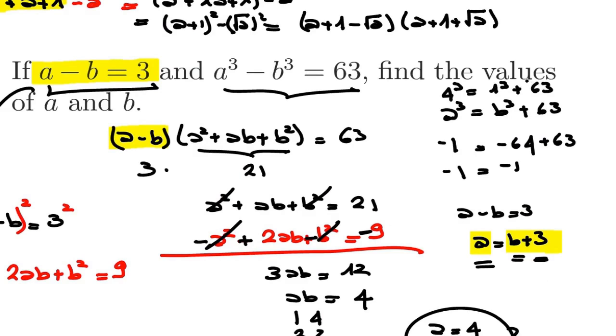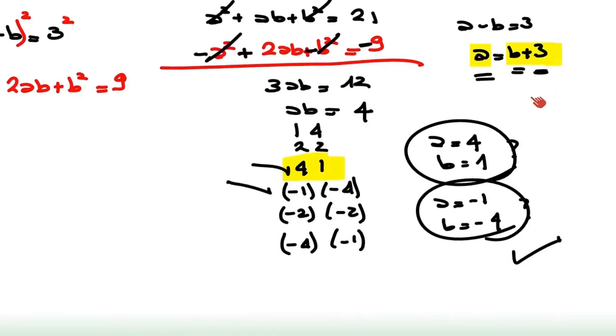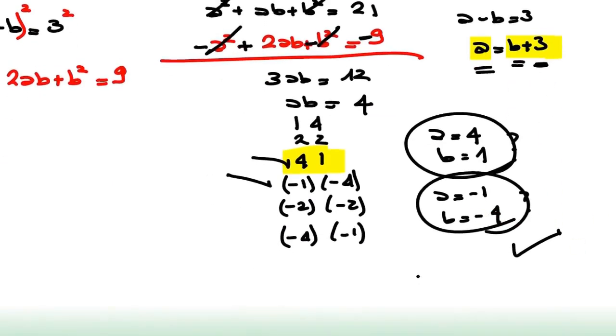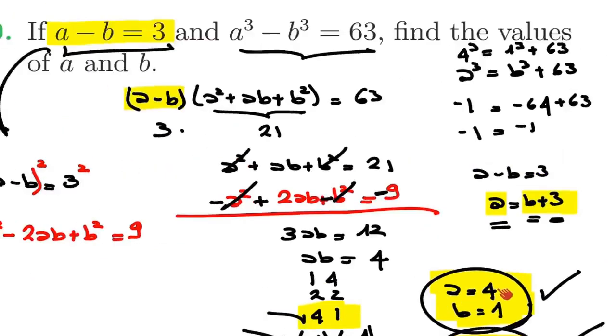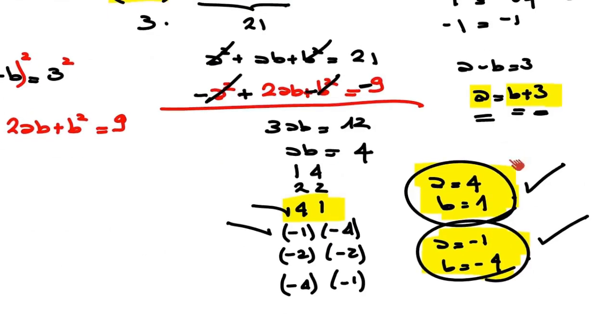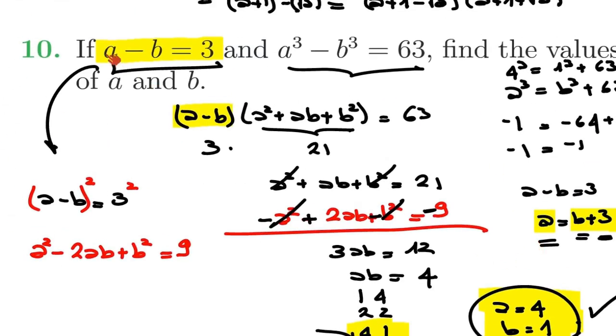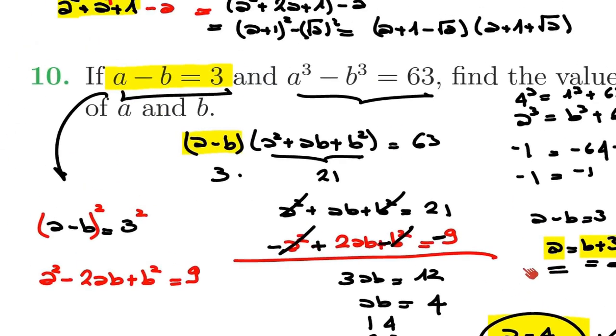Yes, it worked. It asks us to find the values of a and b. Therefore, a equals 4, b equals 1, or a equals negative 1, b equals negative 4. Both are possible, all right? That was our answer. There's no other issue, right? A is 4, b is negative 1, it's 3. Negative 1, negative 4, negative 1, negative... Yes, exactly. This was the 10th question.